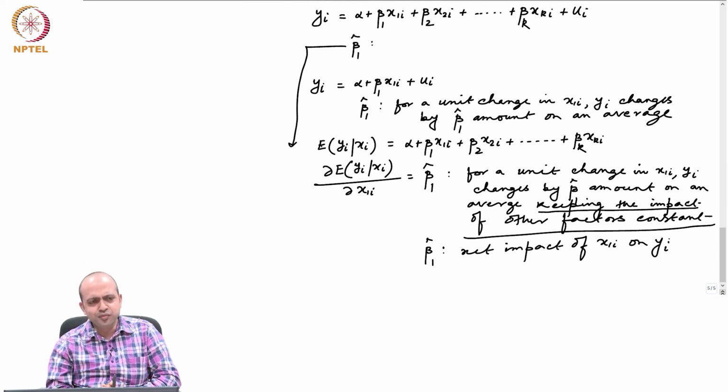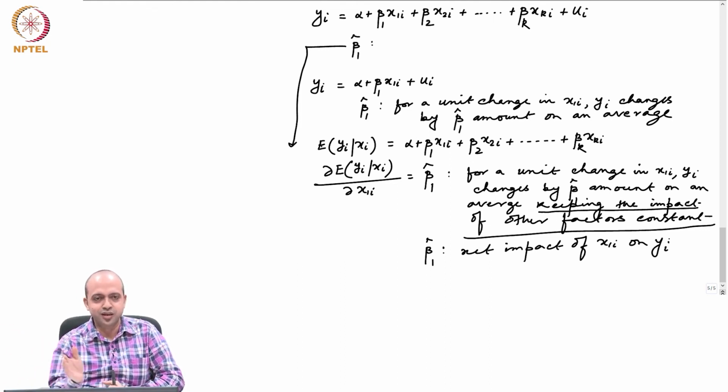Now, the question that comes to our mind is very challenging. In the context of the multiple linear regression model, what is that question? When I am giving you data on x1i, x2i, x3i and your yi, and I am asking you to estimate your beta 1 hat, to tell me what is the net impact of x1i on yi, how do you keep the impact of other factors constant empirically? That is a very challenging question, isn't it?